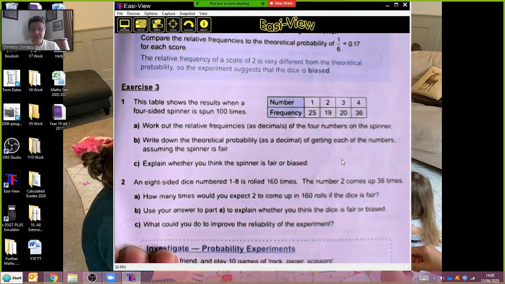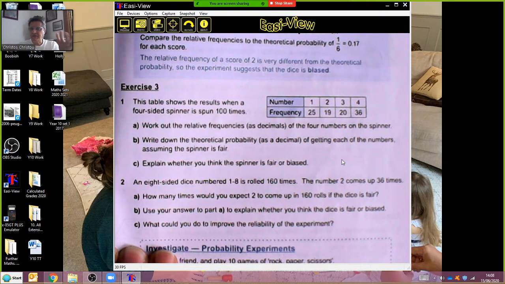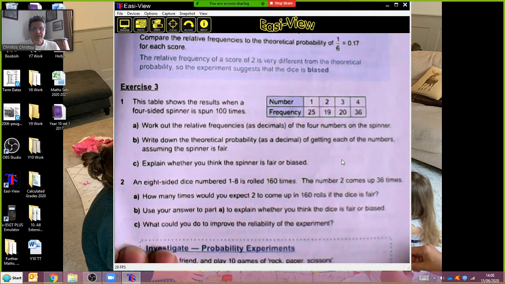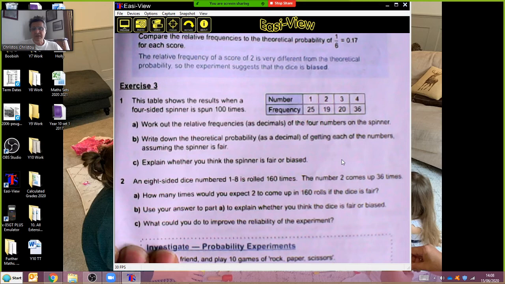I'd rather call it 1 over 4 because there's 4 numbers. Any one of them can come up out of a total of 4. So 1 over 4, which is 0.25 or 25%. Yeah, that's fine. That's good. So then you've got to make a decision as to whether you think this spinner is actually biased or not.